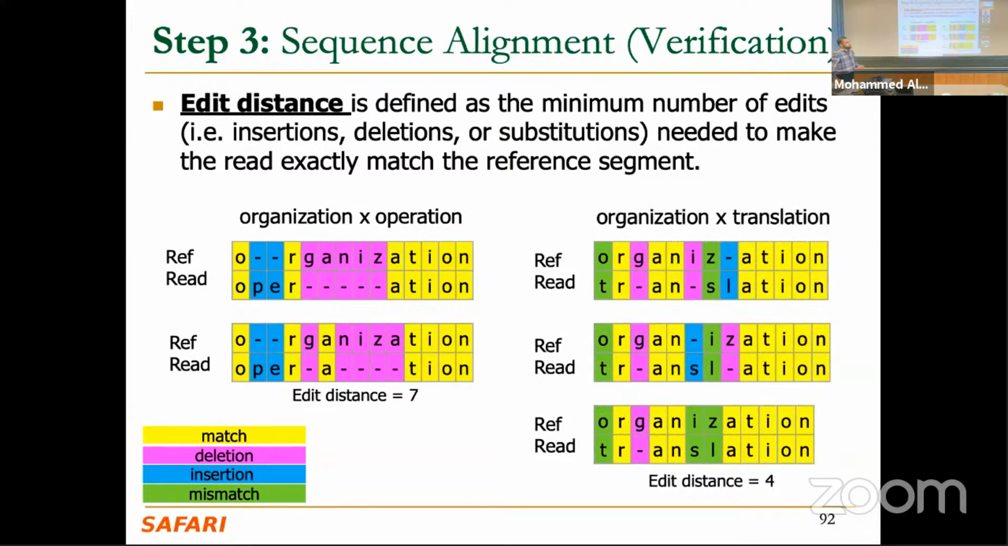This is another example between organization and translation. There are different ways, but again, as I said, we are always looking for the optimal one, which here has 4, but I think here has 5 changes.